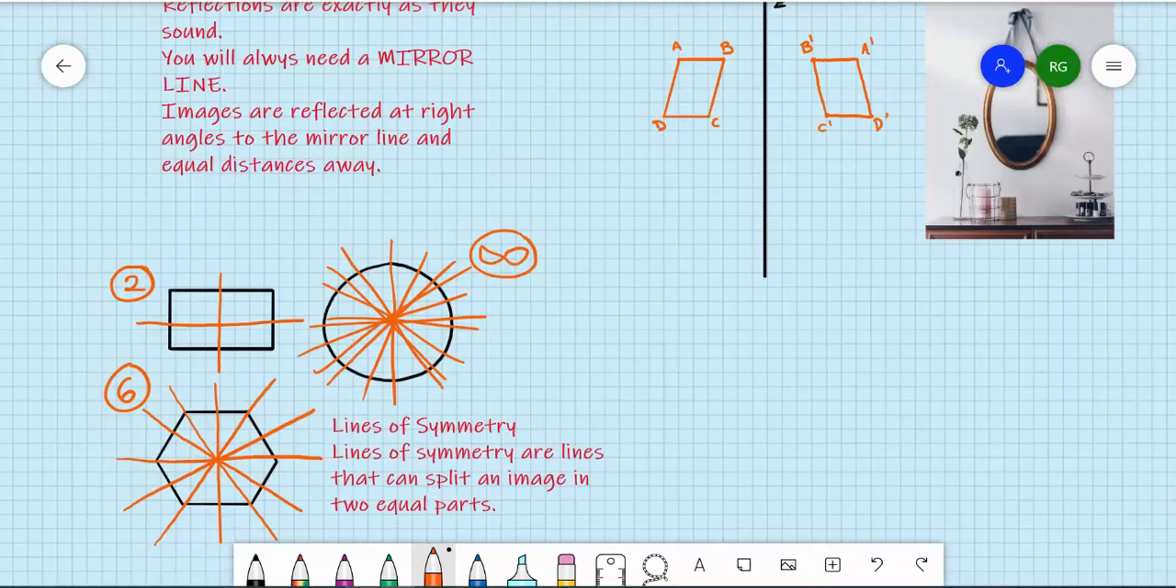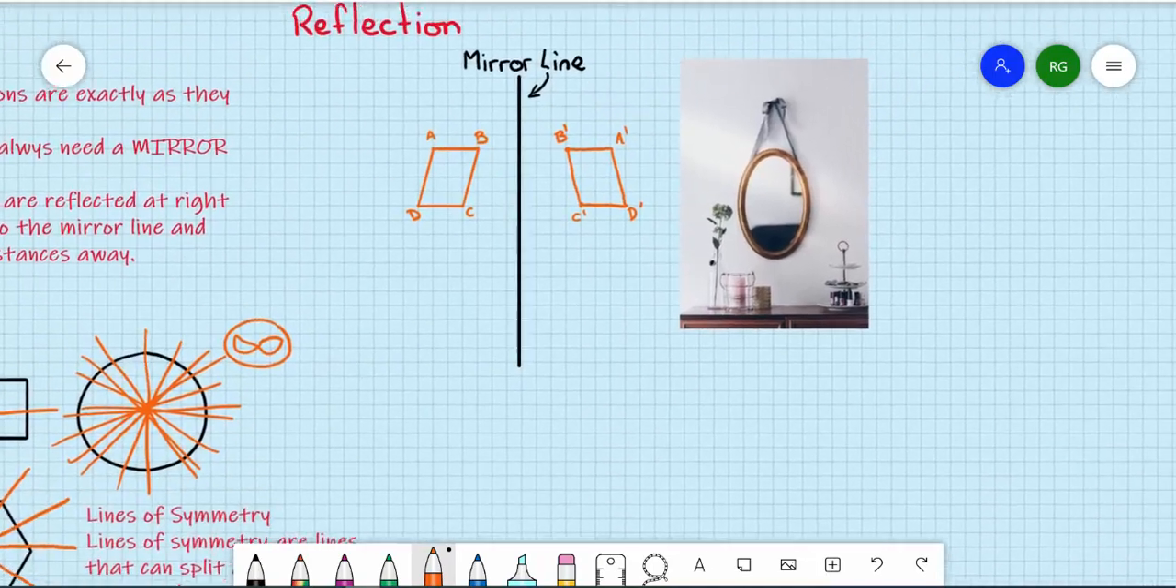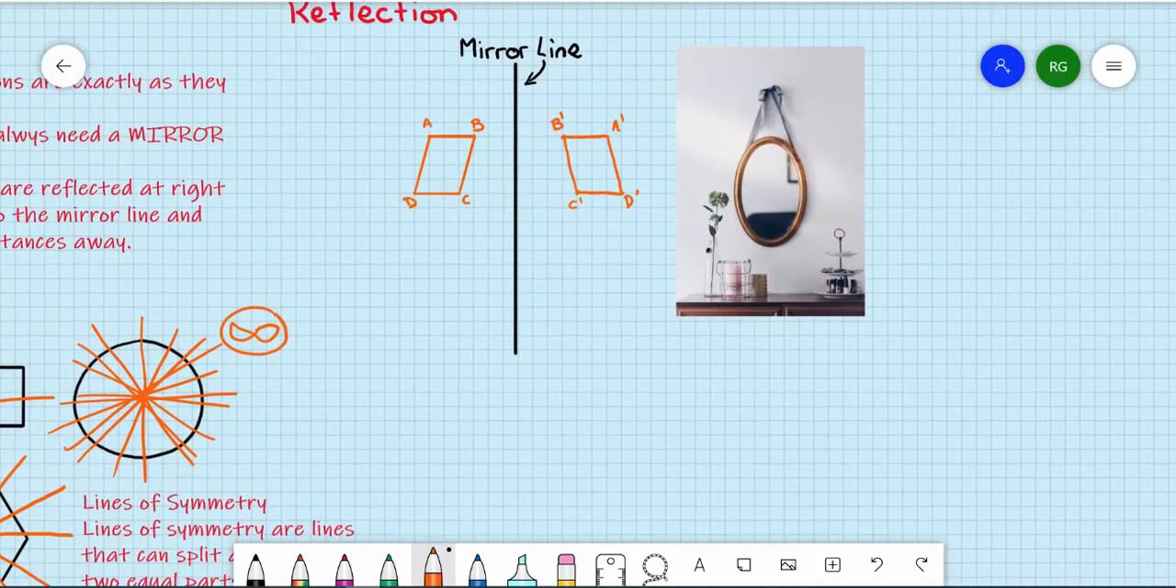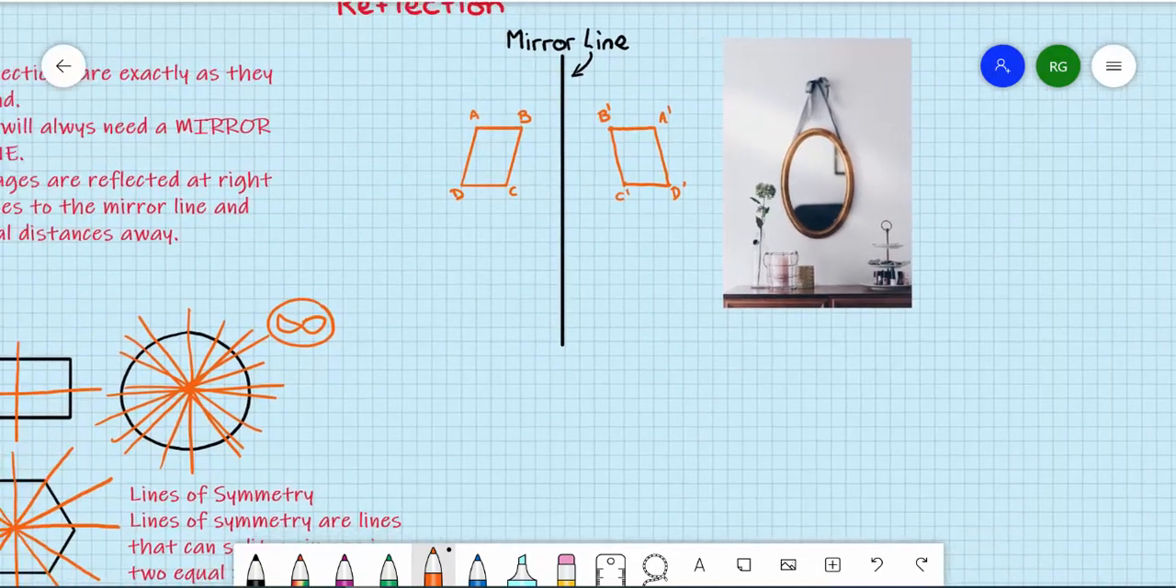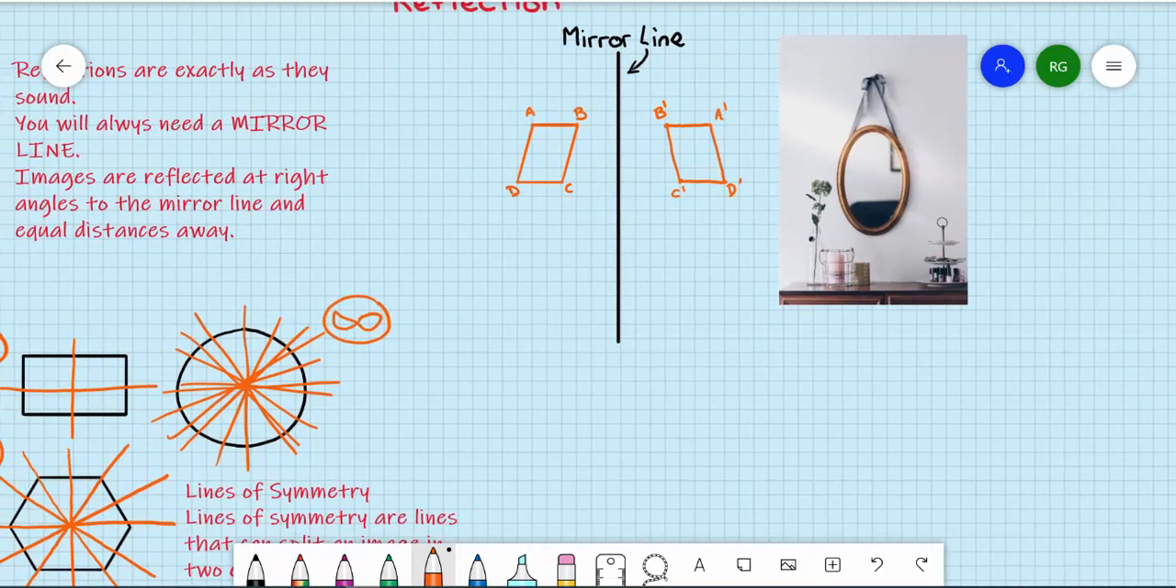You're likely to come up against a few tougher types of questions where maybe the mirror line is on an angle, but ultimately it doesn't make a difference provided you always reflect your images at right angles to the mirror line. That's it from today. Have fun.